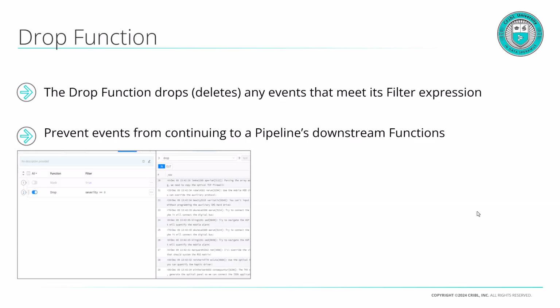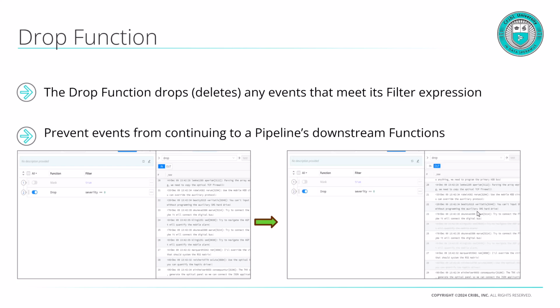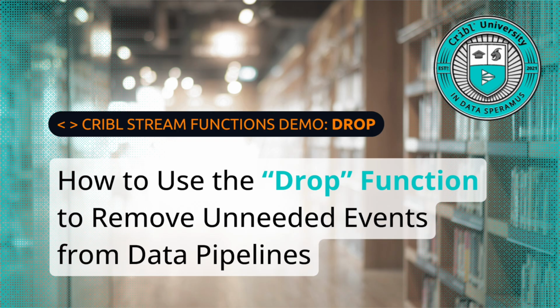So what we have on the left is a bunch of events, and on the right I use the drop function to get rid of everything with a severity of 0. Maybe I just don't care about that. So let's take a look and see how easy it is to do that.